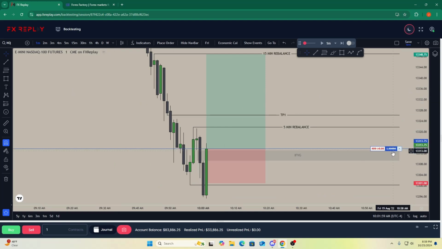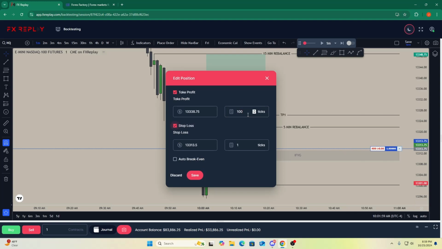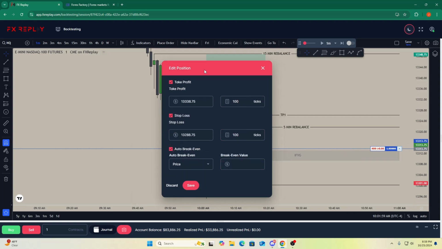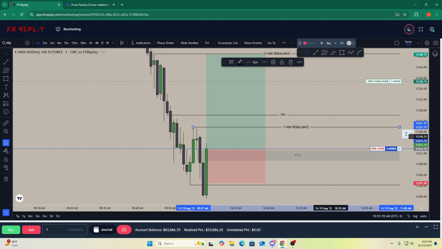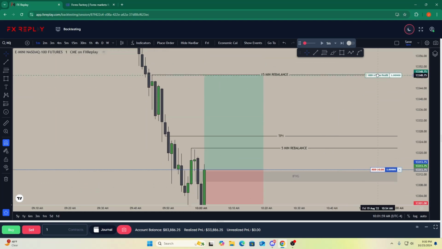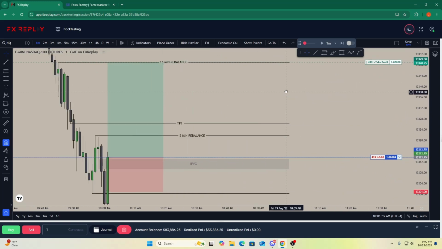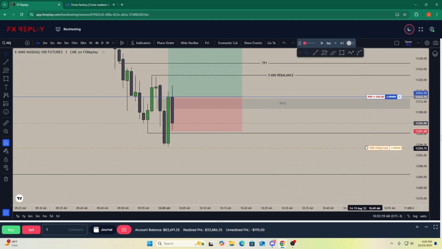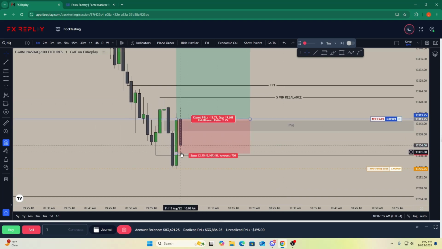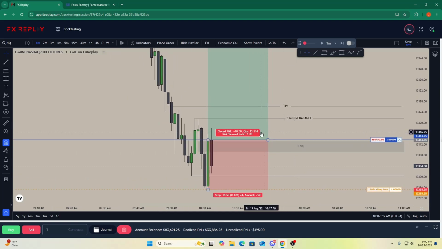Okay, so I'm getting in here. Break even at the 5-minute rebalance, which is 133,21.75. Full TP here. So this 15-minute rebalance is also the equilibrium of the dump, and this is what we're going for. Oh, I forgot to say stops at this low, right? 51 ticks here, 70 ticks, yeah. So it stops at this low.